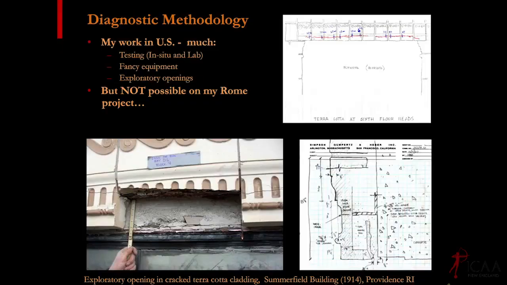This is a building in Providence with some problems with terracotta, so there's nothing quite like removing a small exploratory opening, particularly at something that's already damaged, and verifying exactly how this was really built and what's going on and how corroded that steel is, and doing these hand sketches of exactly what was built as opposed to what was drawn, which are often quite different. So that was yet another tool that I didn't have in my arsenal in Rome, because I was not about to ask, and they certainly would not have granted permission for me to punch holes in 2,000-year-old buildings. So two of my biggest tools were really off the table there.